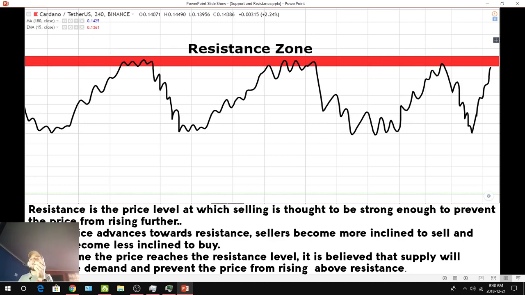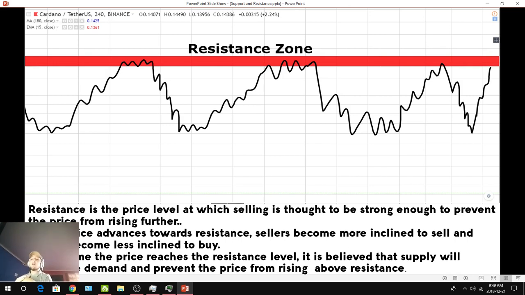As the price advances towards resistance, sellers become more inclined to sell and buyers become less inclined to buy, because it's not a good deal, correct? Sellers will sell, all the people that bought at the bottom will sell at the top, because they understand that the market went there before, and every time the market goes to that specific high, the market keeps on dropping, correct? Understanding that, that's why they'll sell. A lot of people will rather sell before they buy, and that's why the market also goes down, correct?